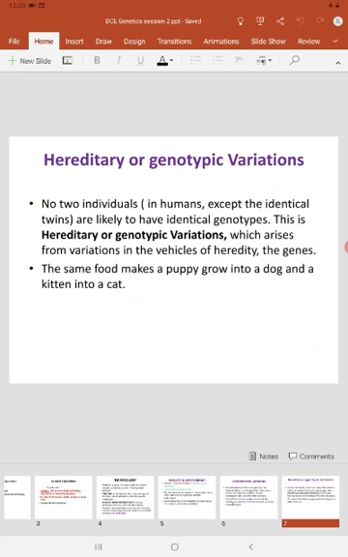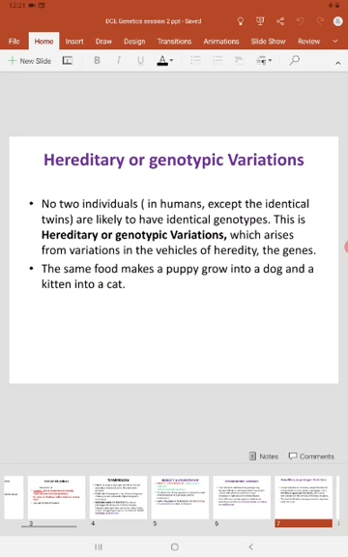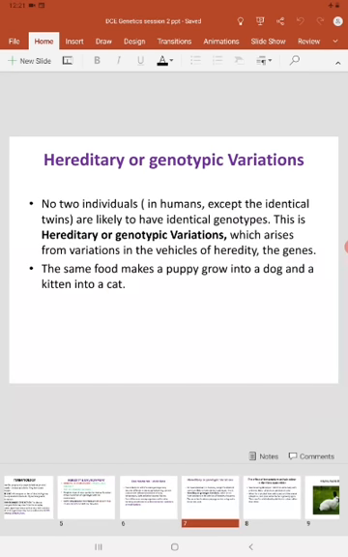When two individuals differ in heredity, that is the genetic makeup or genotype, though they may be very closely related or even children of the same parents, they differ from each other because of the genes they have got, and the variation because of genes is called hereditary or genotypic variation. In man, only identical twins have the same genotype, and all the remaining human beings have different genotypes.